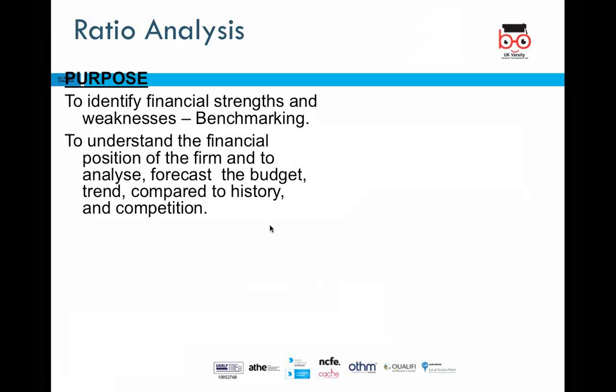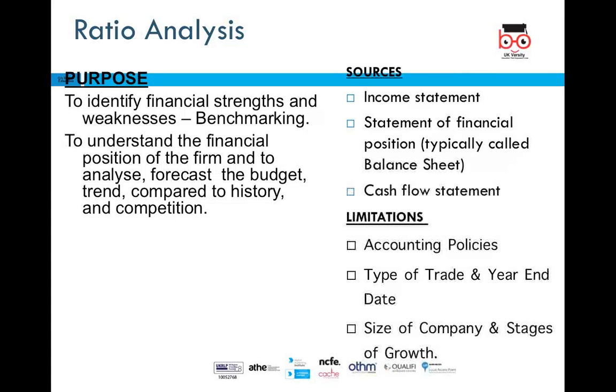So the purpose of the ratio analysis is to identify the financial strengths and weaknesses of the company. If you calculate the ratio, we can understand the strengths and weaknesses, because there is a number and we need to interpret those numbers to identify the weaknesses and the limitations, as well as the strengths of the company. We need to understand the financial position of the company and to analyze forecasts, budgets and trends compared to history, competition, and other factors. That's the main purpose of the ratio analysis.